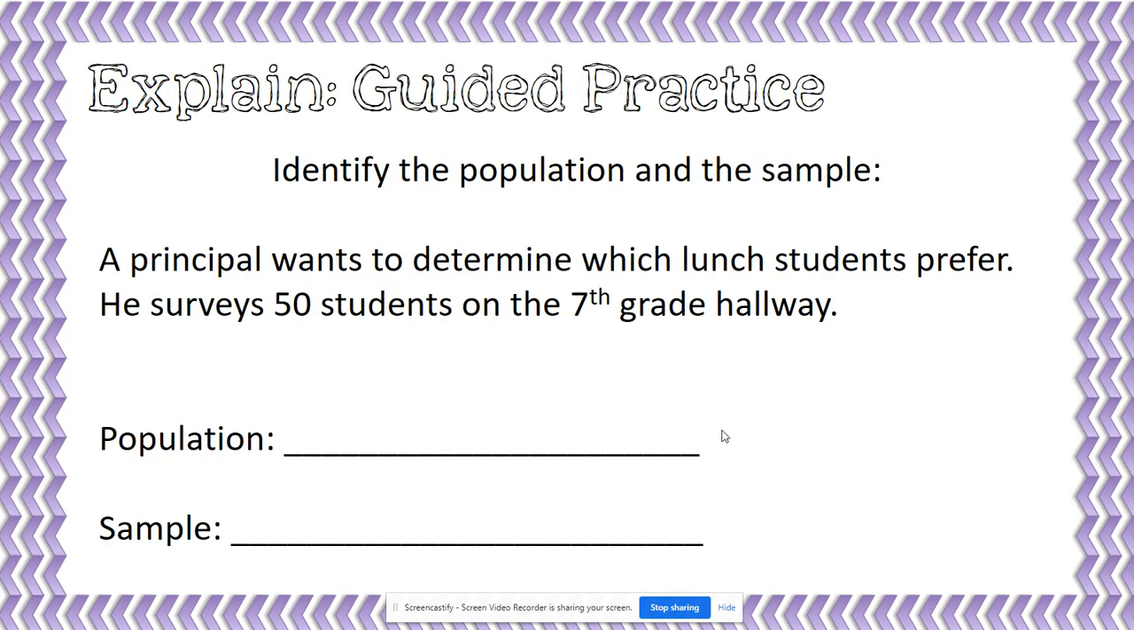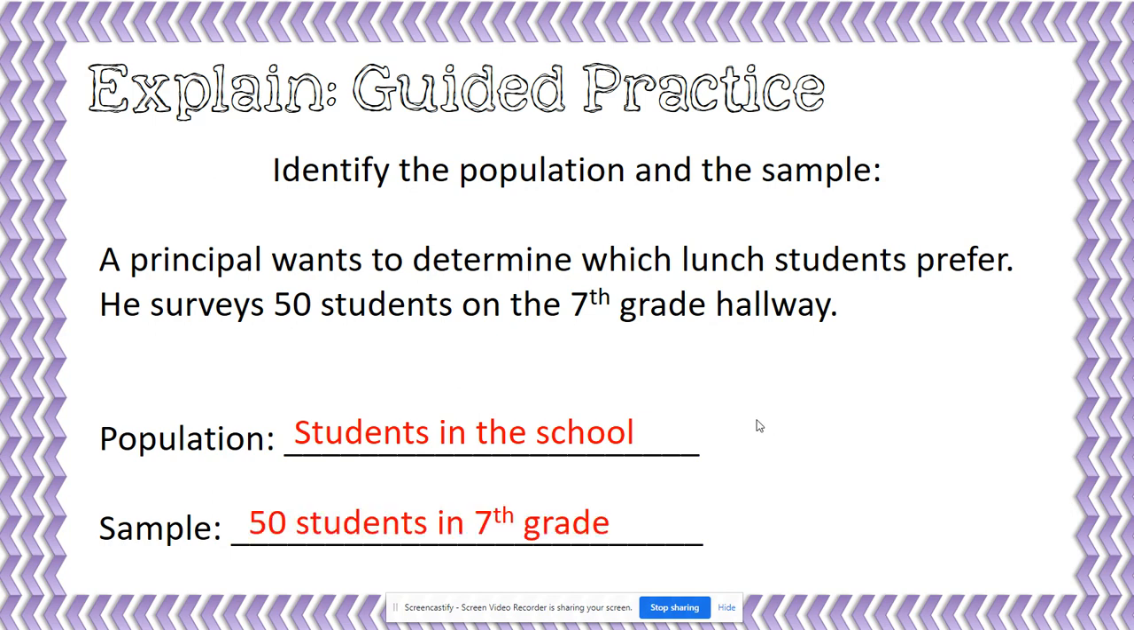So let's look at some examples. A principal wants to determine which lunch students prefer. He surveys 50 students on the 7th grade hallway. The population would be everybody that the principal wants to know about. Well, I know that the principal wants to know which lunch students prefer, so the people he wants to find out about are all of the students in his school. The sample is the small amount of the population who he surveys. He wanted to know about all of the students, and he chose to survey 50 students on the 7th grade hallway. Those 50 students would be the people in his sample.